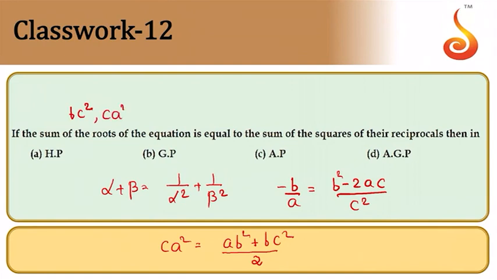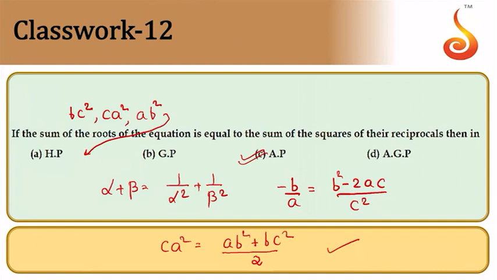So there is an incomplete question. The sum of roots of the equation is equal to the sum of squares of the equation. They have forgotten to write the expression. bc square, ca square and ab square will be what? So what we find is bc square plus ca square plus ab square will be in AP.